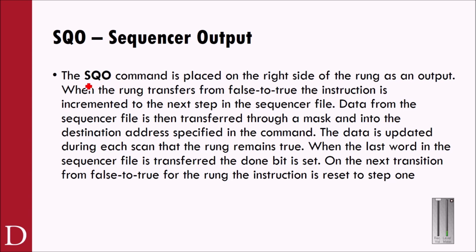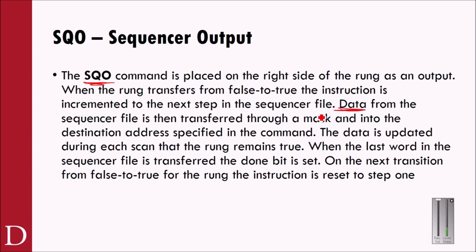I'm not going to get into detail. You can find this definition in the instruction help files in RS500, but the SQO is going to be one of our primary commands that we'll use with sequencers. We typically place it as a block instruction. It goes on the right side of the rung as an output. When the rung transfers from false to true, the instruction is incremented to the next step in the sequence. So you can have several steps. I can go from step 1 to 2 to 3 to 4 and so on and so forth.